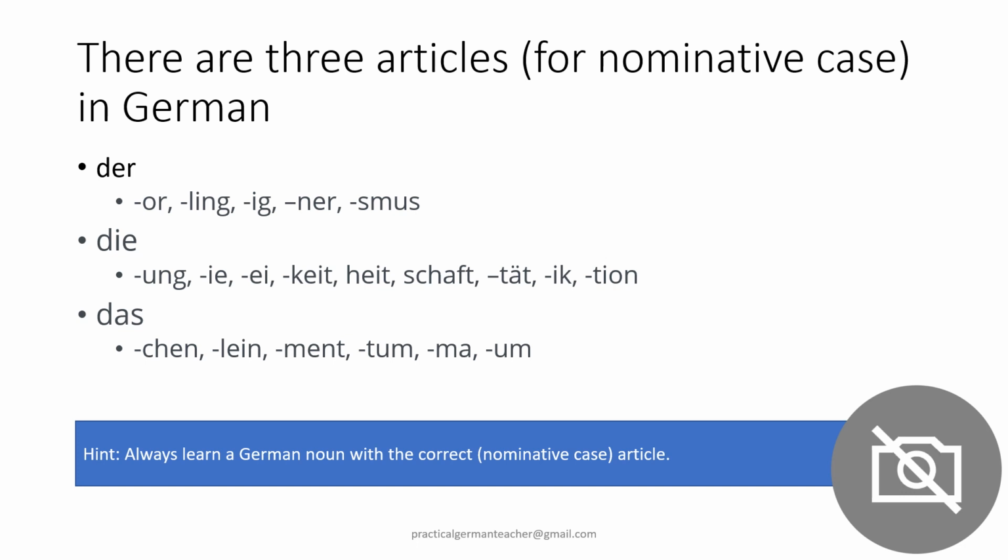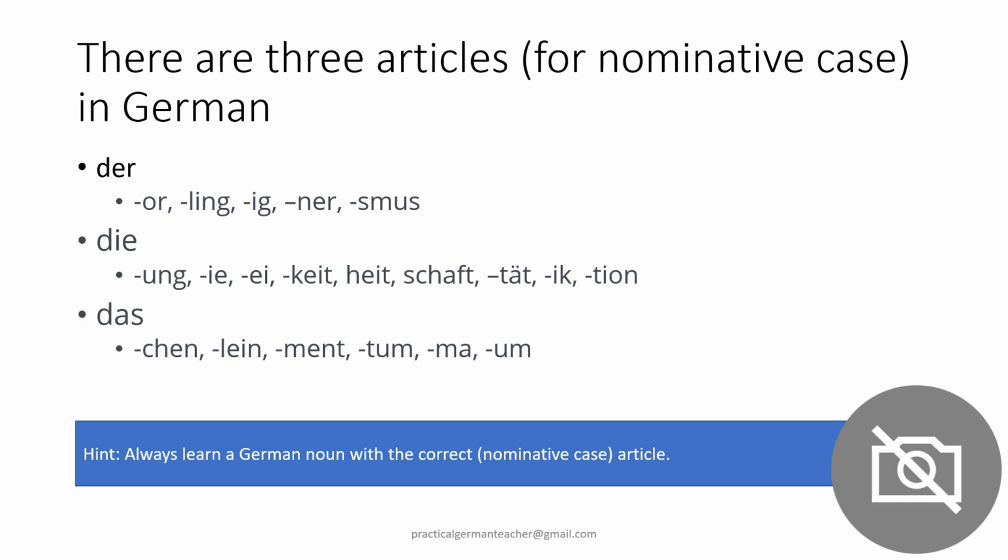I personally think there are two reasons for this. Reason number one, as you keep learning new nouns with the correct article, you will start noticing patterns which will help you guess the correct article for new nouns. For example, nouns ending in or, ling, ig, ner are usually considered to be masculine. Nouns ending in ung, ie, ei, keit, schaft, t, ät, ik, tion are usually considered to be feminine, and nouns ending in chen, for example, Mädchen, ment, tum, ma, are usually considered to be neutral.